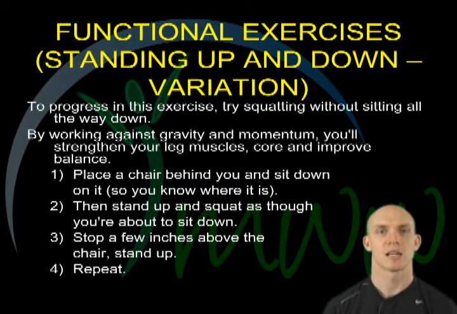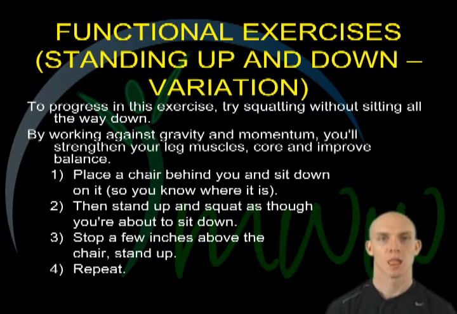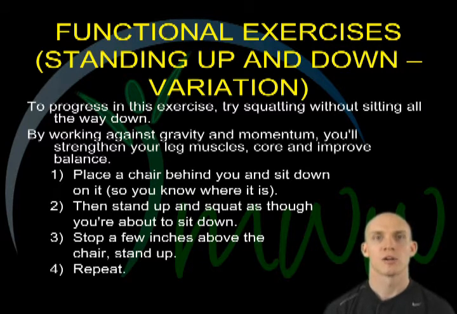Functional exercises, standing up and down variation. Since sitting and standing up from a chair may quickly become an easy motion, try squatting without sitting all the way down. In this way, you will strengthen your leg muscles, core, and improve your balance even more. First, place a chair behind you and sit down on it, so you know where it is. Then stand up and squat as though you're about to sit down. However, make sure to stop a few inches above the chair and then stand up. Repeat this exercise a few times to build strength.